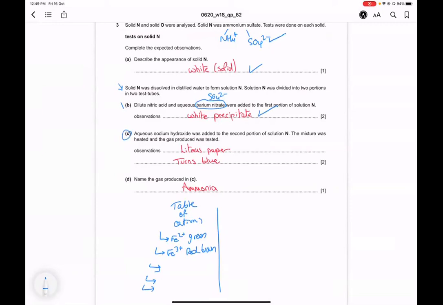C, aqueous sodium hydroxide was added to N. The mixture was heated and gas produced. Ammonium, when it's heated with sodium hydroxide, remember ammonium with an alkali produces ammonia. So the litmus paper turns blue, and the gas produced is ammonia.